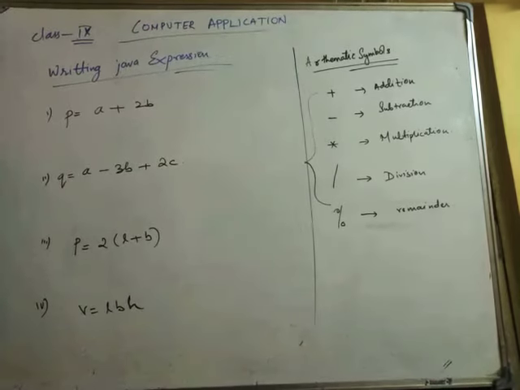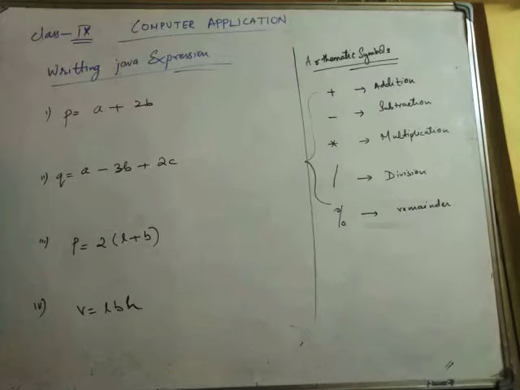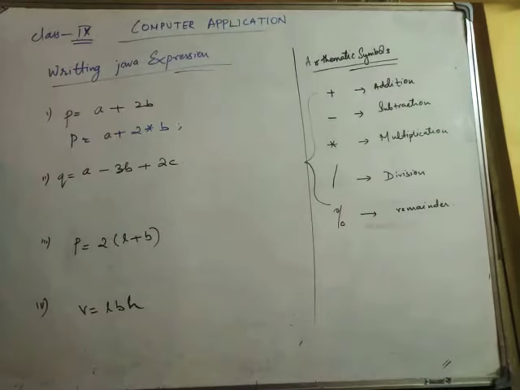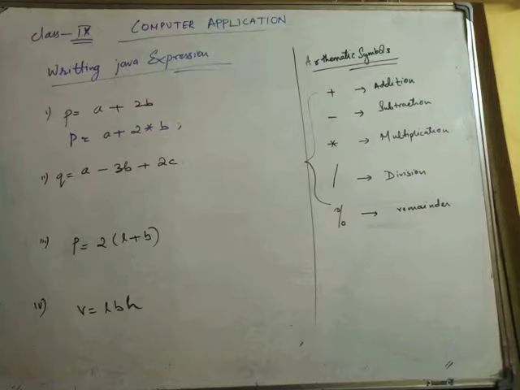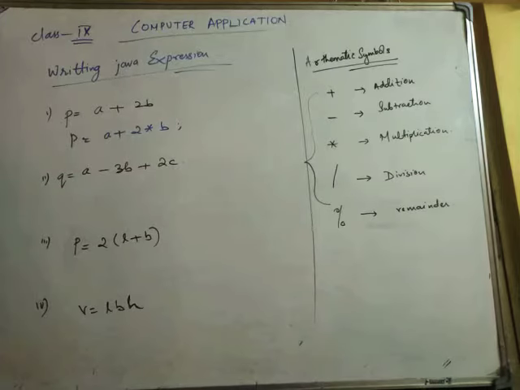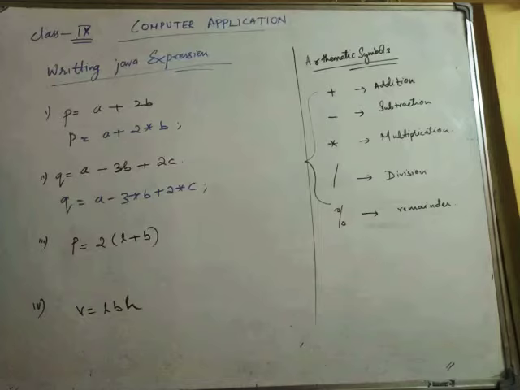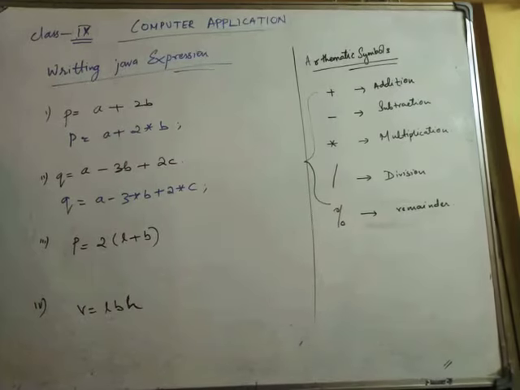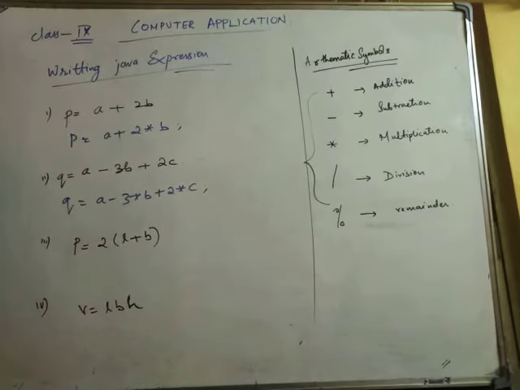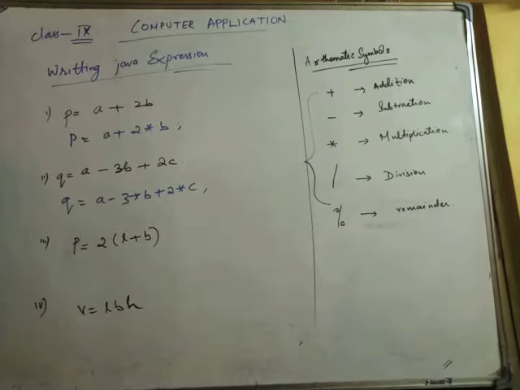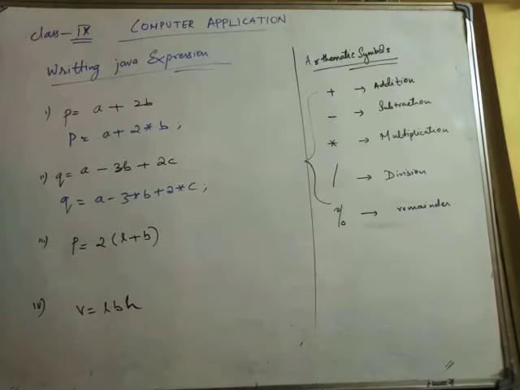Clear? Now let's see the first example of how we write it. P equals a plus 2b, we will write as p equals a plus 2 into b. 2b means 2 into b. Same way we write for q now. q equals a minus 3b plus 2c. You know what to write now? So write q equals a minus 3 into b plus 2 into c, and a semicolon at the last. Remember, whenever writing a Java expression, at the last we need to put a semicolon.